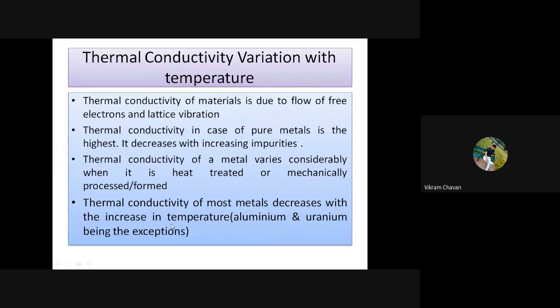But two materials are an exception to this, that is aluminum and uranium. These two metals are exceptions to this particular statement. In case of aluminum and uranium, what happens? The thermal conductivity of aluminum and uranium goes on increasing with increase in temperature. For other metals, conductivity decreases with increase in temperature. Okay, an important thing, remember this point.